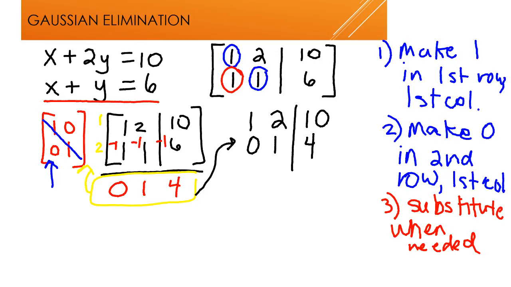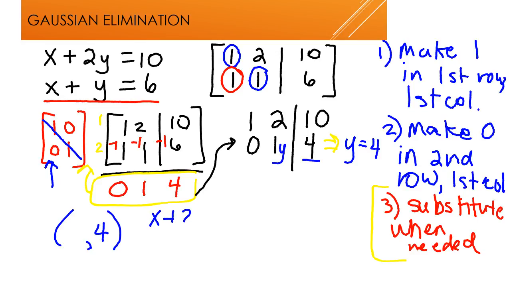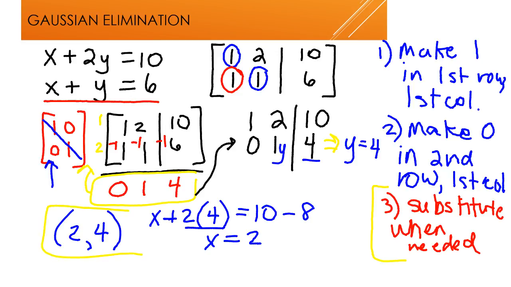But watch what happens here. Remember this step: substitute when needed. Do you see this right here? That is a y. This is one y right here, right? Y equals what? 4. Well, if I already know that y equals 4 and I'm trying to solve this, then could I take my top row, which has my x in it, plus 2y, which, what's y? 4. So let me replace that with 4 and 10. And if I subtract that, that's going to be 8, right? So if I subtract that over, I'm going to get 10 minus 8, which is 2. So my answer is 2, 4.